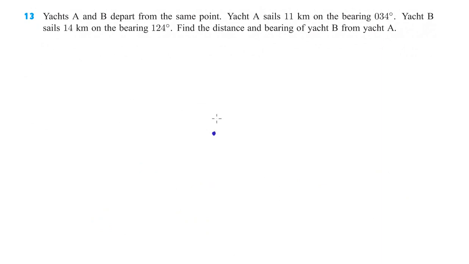And let's see. Let's make our little compass rose here, right? So again, they start from here, and yacht A sails 11 kilometers on a bearing of 34 degrees. So that's going to be something probably about like that. So this is going to be 11 kilometers at a bearing of 34, right? Yep. So this is boat A, where they end up.